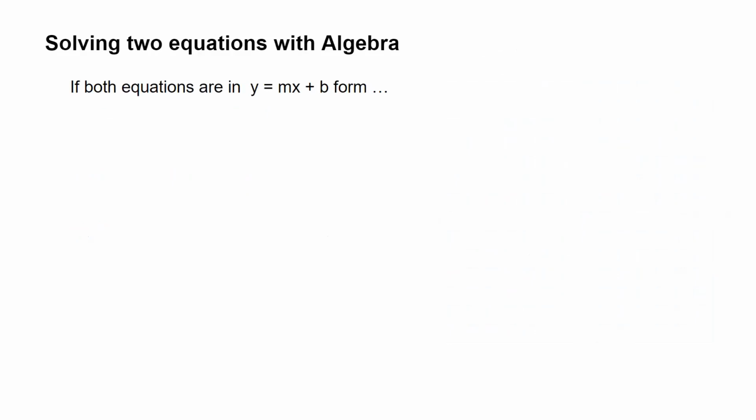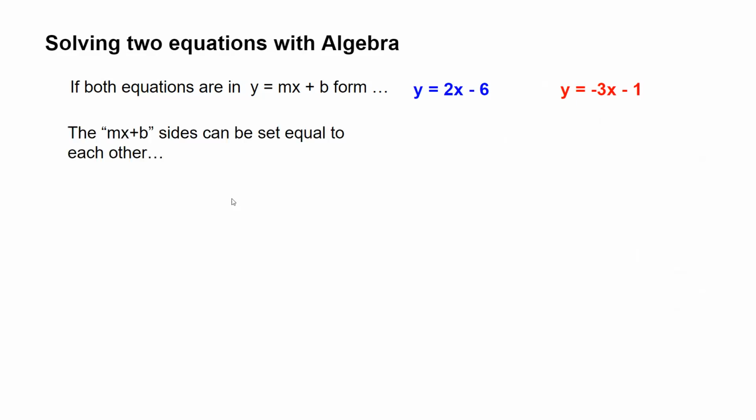So using the algebra method, if both equations are in y equals mx plus b form, for example, y equals 2x minus 6 and y equals minus 3x minus 1, what can we do? Well, since these are both equal to y, we can set them equal to each other. Hopefully that makes sense. If they're both the same as y, they must be the same as each other. So we can say that 2x minus 6 equals minus 3x minus 1.